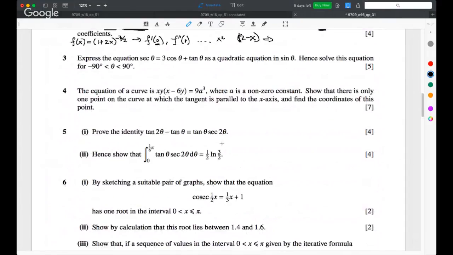Okay, question 3. Proving this identity is just mucking around with the trigonometric identities. So we have that sec theta, which is 1 over cosine theta, is equal to those. So if we multiply both sides by cosine theta, we get 1 is equal to 3 cosine squared theta, which is 1 minus sine squared theta, plus, well, this is sine over cosine, and we're multiplying by cosine, so this is sine theta. And this gives us an expression for sine theta. In fact, it's a quadratic equation. So we get that sine of theta is equal to 1, or sine of theta is equal to minus 2/3.